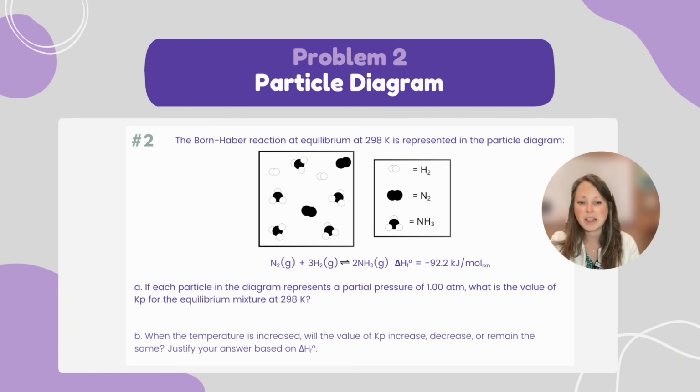That's where I'm starting. Then I'm going into the instructions. In part A, I'm asked to calculate Kp. So I know that each substance has a partial pressure of 1 atmosphere. And then I'm just calculating Kp. So Kp is my equilibrium expression with relation to pressure of these gases. So I'm going to have the pressure of NH3 squared over the pressure of N2 times the pressure of H2 cubed. So I'm just plugging all of those values in to get my Kp value.